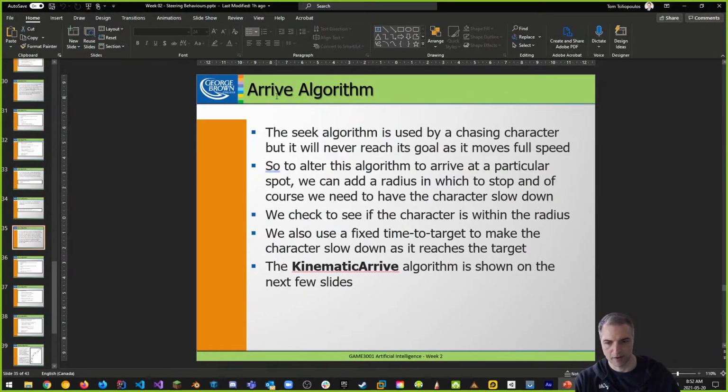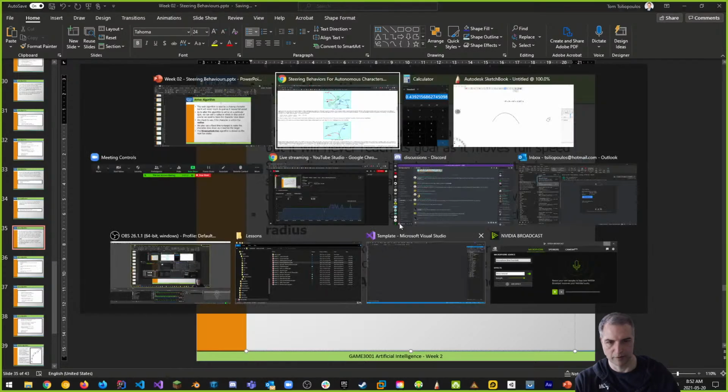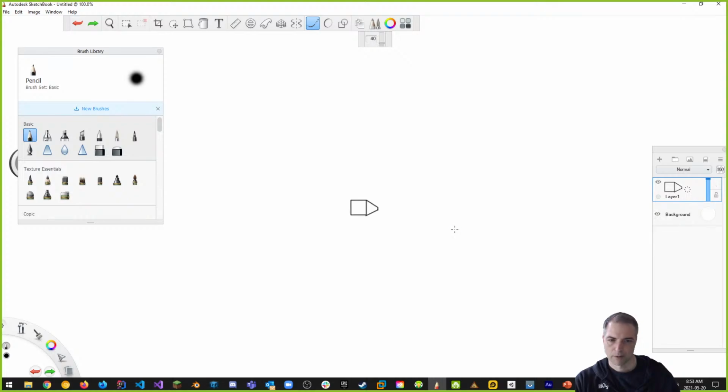So arrival, which is what we're talking about here, actually slows down based on the distance to the target. Usually what we use is something called a radius, right? And the radius, as an example, is something that we use to slow down. So let me show you what that looks like in our graph. So again, let's just undo some of these changes. So let's say we have our ship and we have our target, right? So let's say we have our target over here.